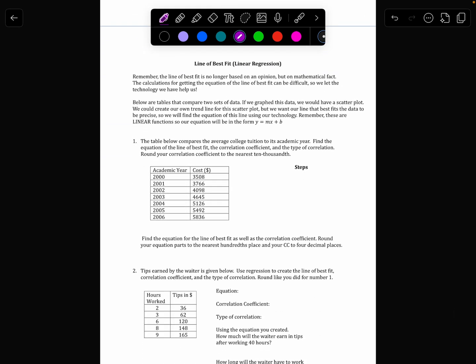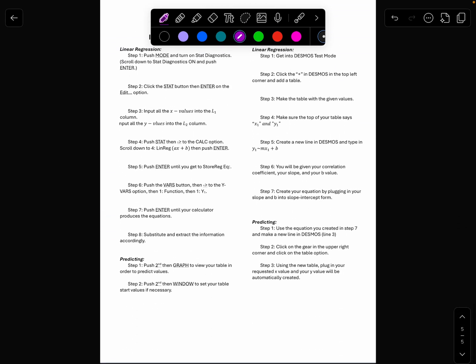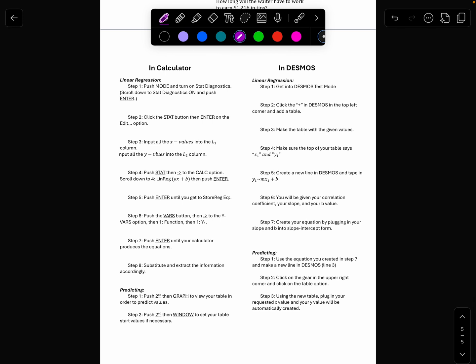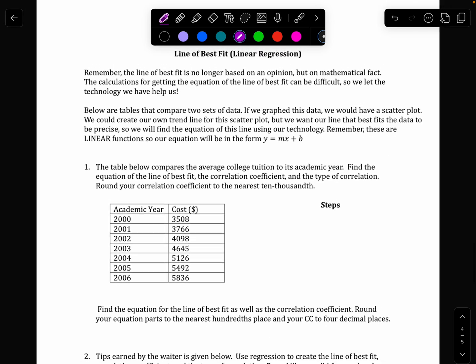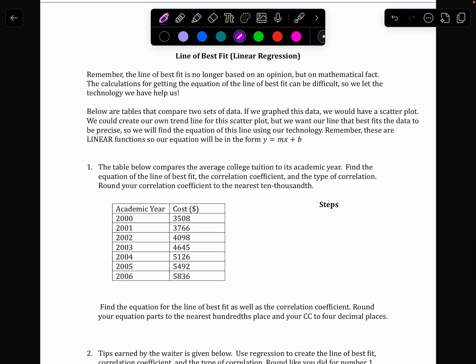I'm going to circle that. Okay, this is where the fun stuff begins. This is where we're going to have to use our calculator. Before I get started, I want you to know that at the very bottom of this notes sheet, you have two different ways that you can do what we're about to do. You can either do it in the calculator, which is how I'm going to show you, or you can do it in Desmos. Either one will work. You should get the same answer no matter how you choose to do it. I'm going to show you the calculator example and not the Desmos example. So just keep that in mind, okay?